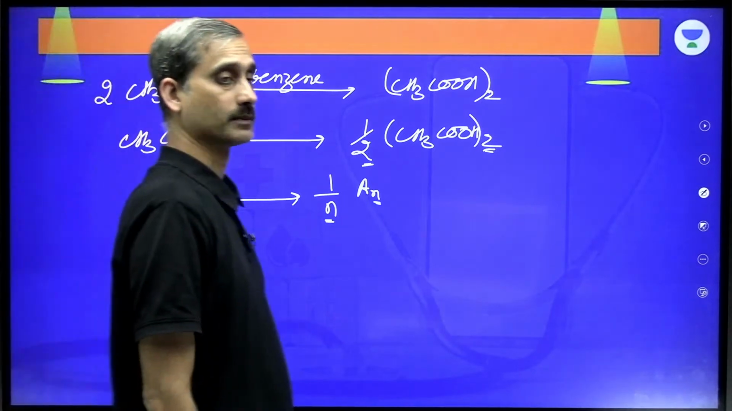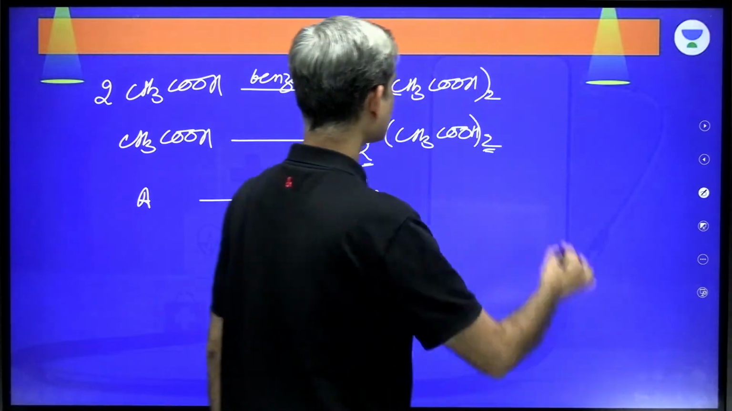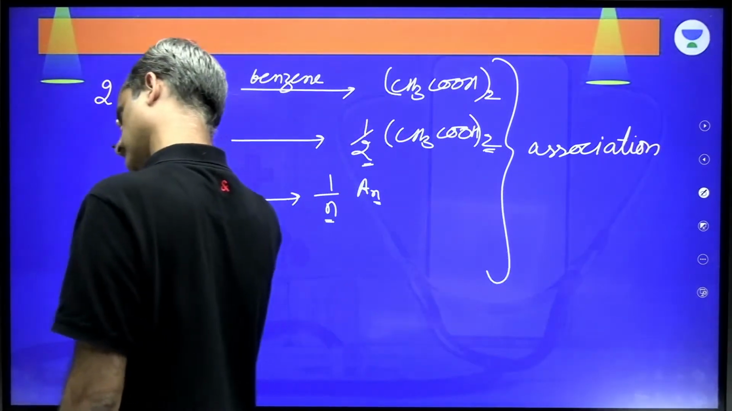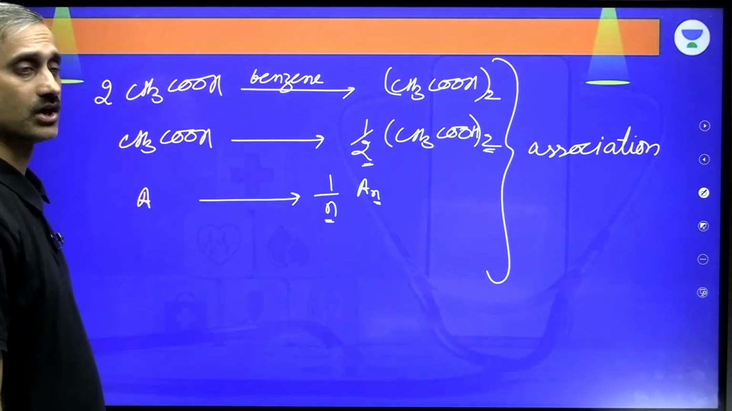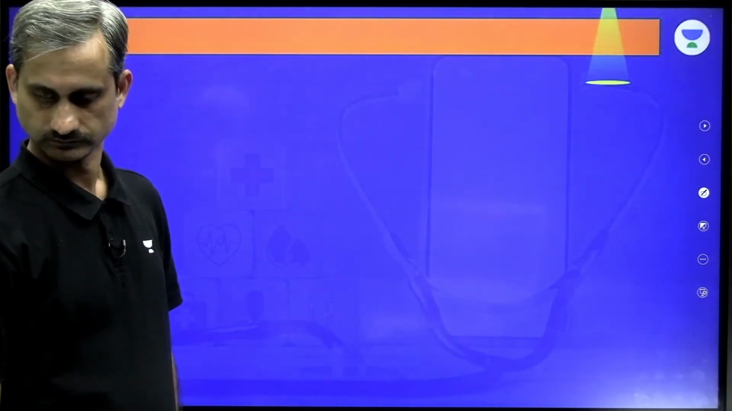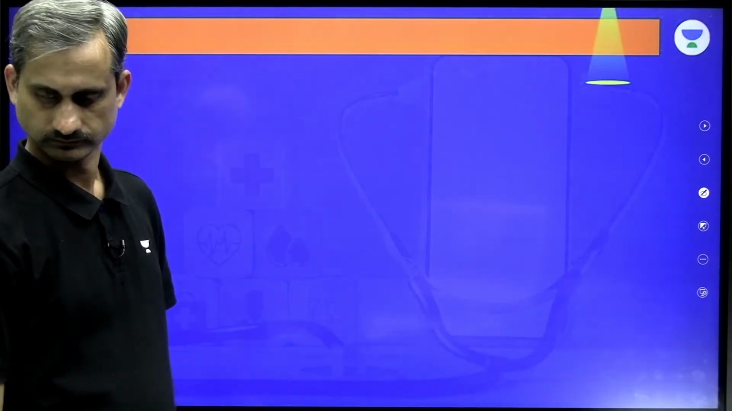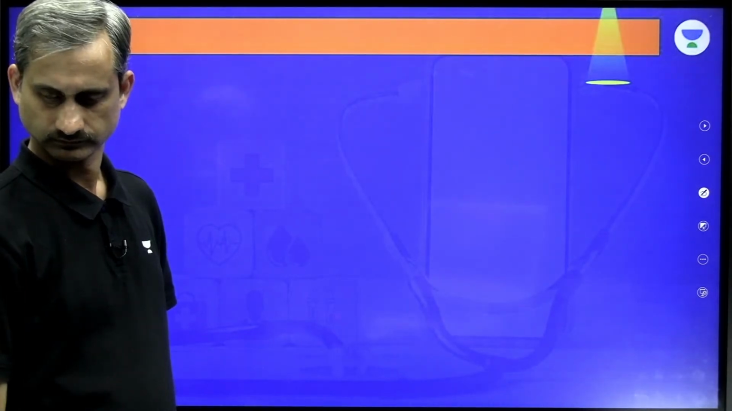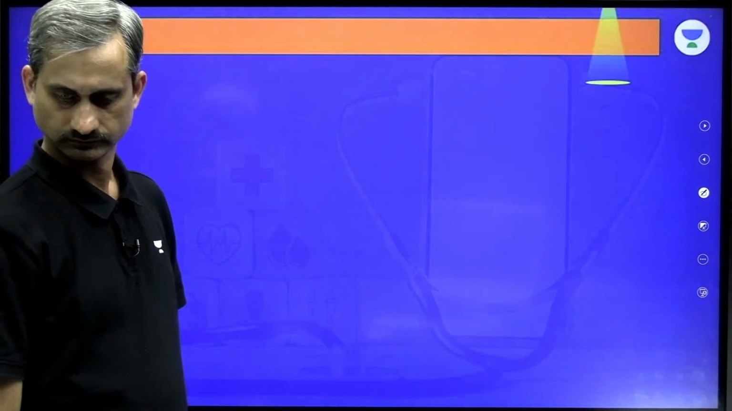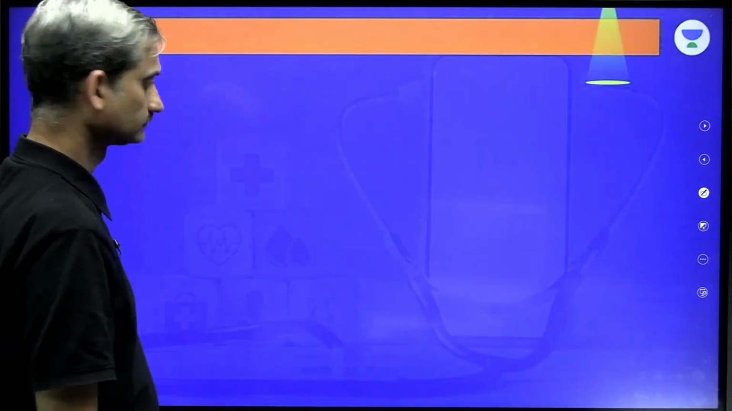Now, we are going to observe a higher molar mass. Now, this is the case of association. This is the case of association. Clear? So, that is what we have as association.